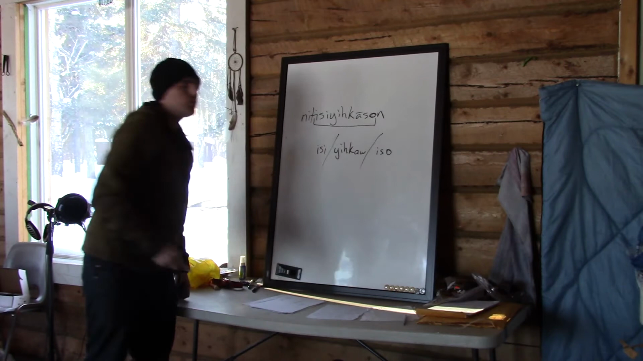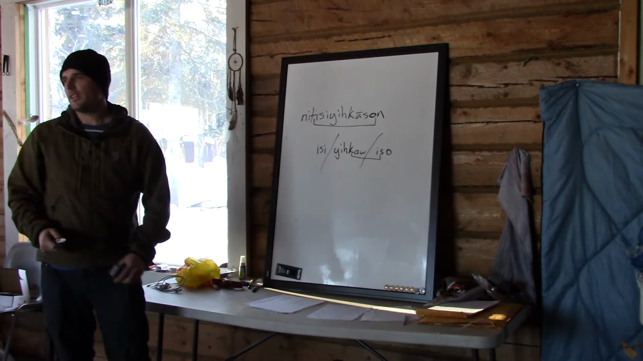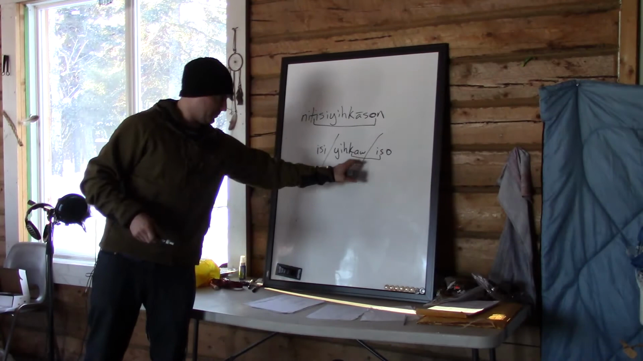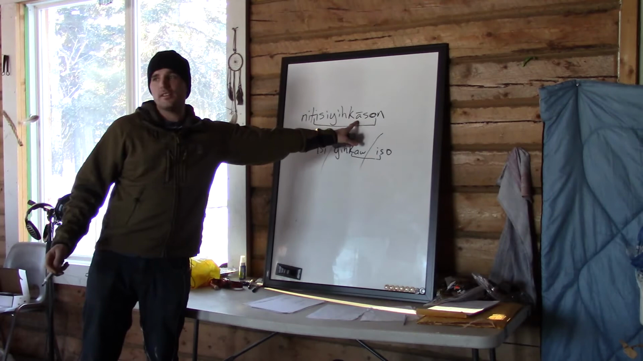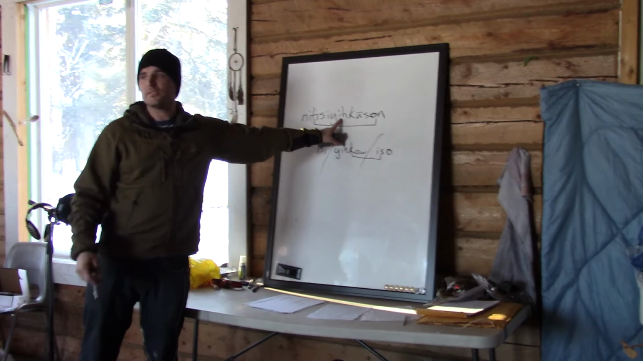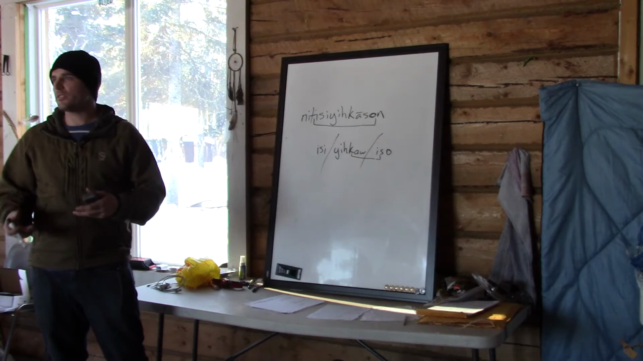Those are the boundaries. And what do we notice here? AW plus an I. If we remember our first lecture, anything at the boundary, AW plus an I is going to give you a long A. And the reason we do that was because of the stress pattern, right? Because we say nitsīhikāson. We don't say it in other ways. It just sounds a bit bizarre, right?